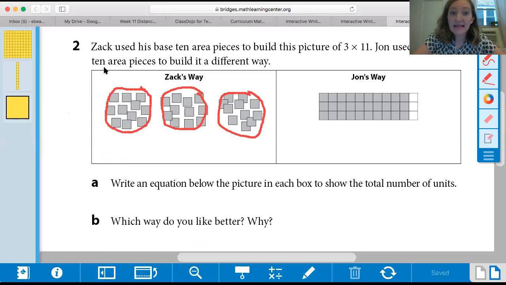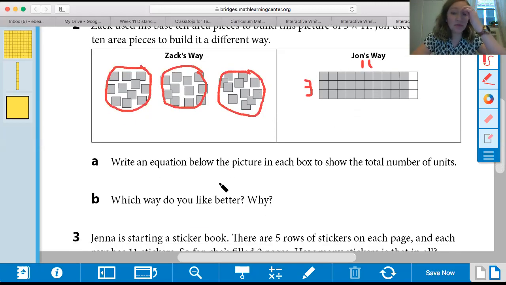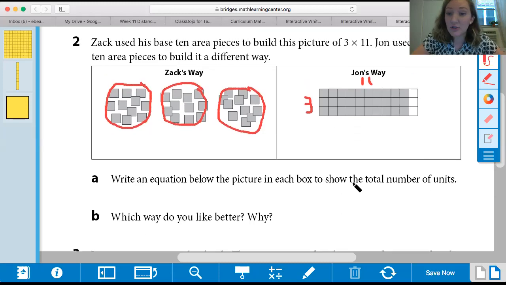John used his base 10 area pieces to build it this way. 1, 2, 3, 4, 5, 6, 7, 8, 9, 10, 11. So he has this, which is 11 long and 1, 2, 3 wide. Okay? So write an equation below each picture to show the total number of units.